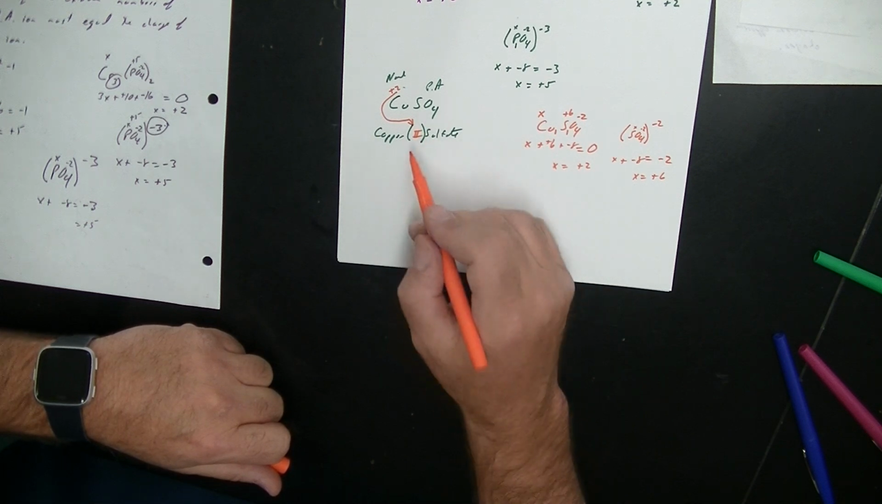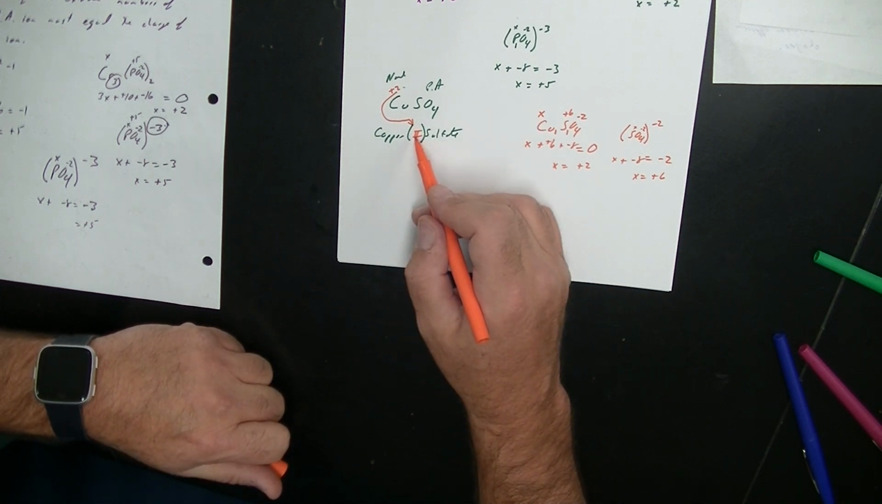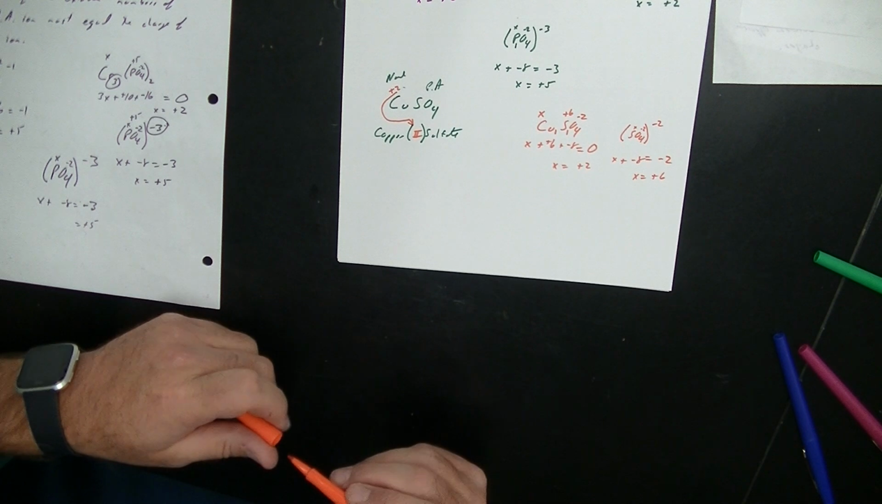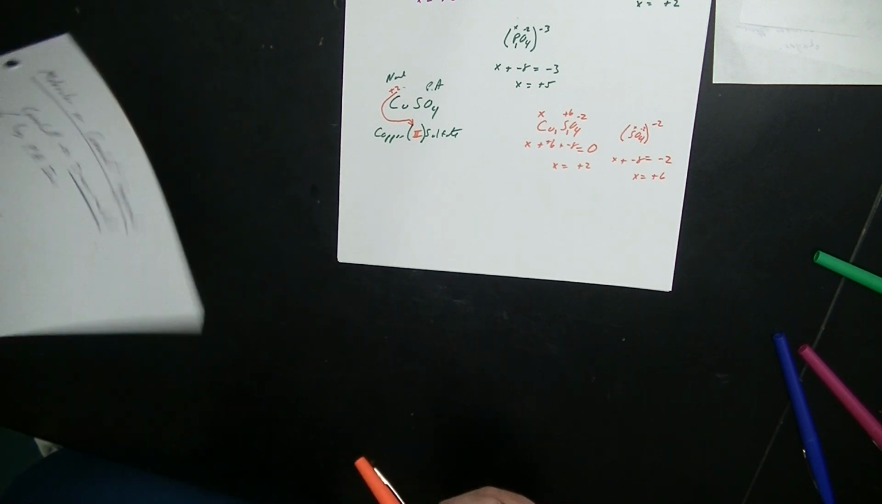Remember, the only time that you have to use these Roman numerals in the stock system is when you have a transition element. Okay, we're going to stop there.